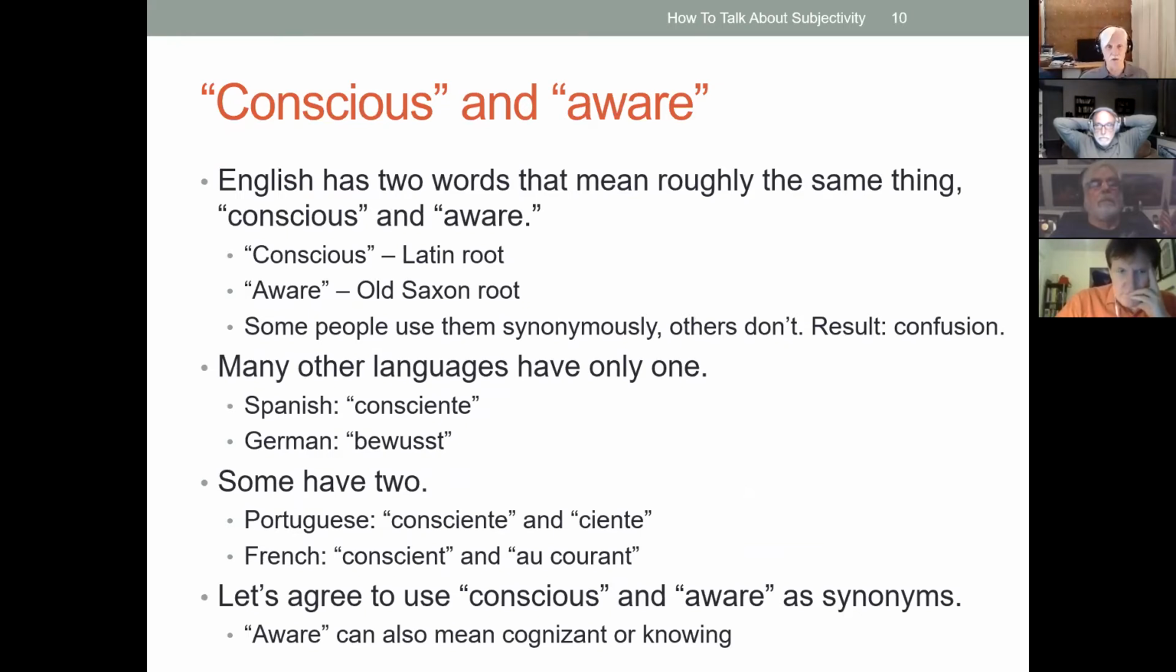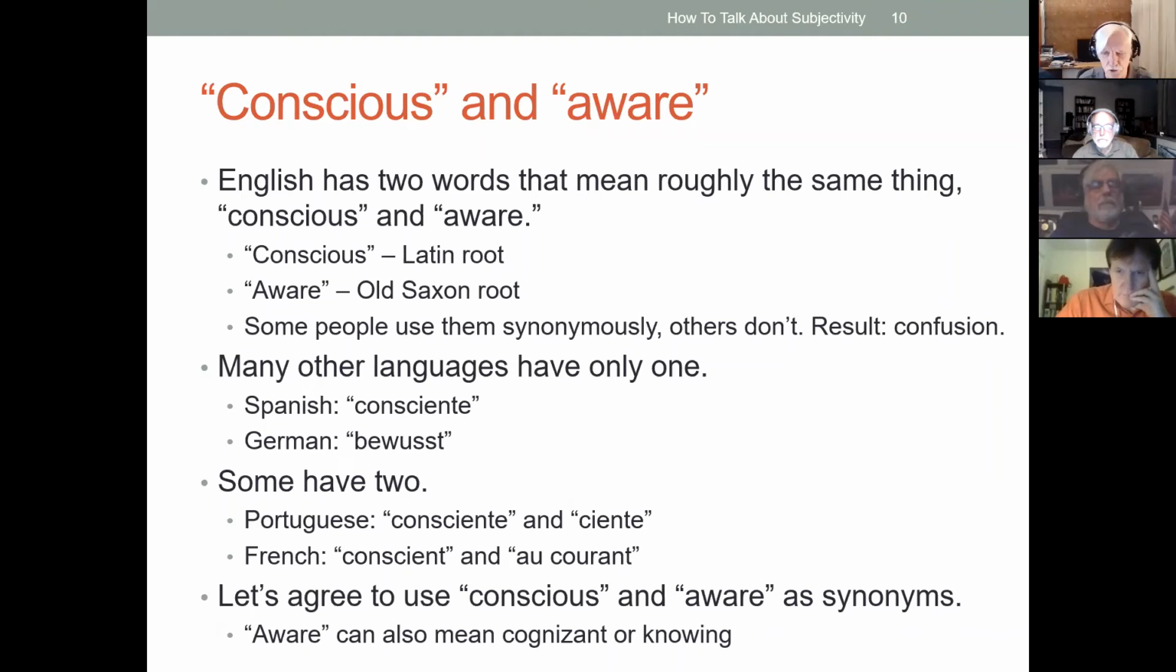English has two words that mean roughly the same thing, conscious and aware. Conscious is a Latin root. Aware is an old Saxon root. Some people use them synonymously, others don't. Somebody will say, oh, well, conscious awareness. Well, if you translate conscious awareness into, say, Spanish, you get consciente, consciente, because Spanish has only one word for being conscious, consciente. So it doesn't quite translate.